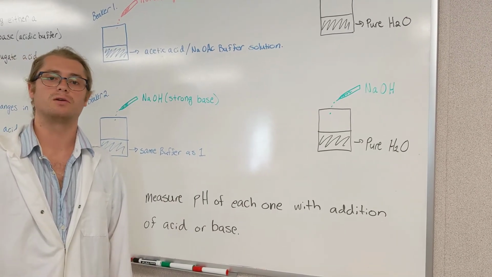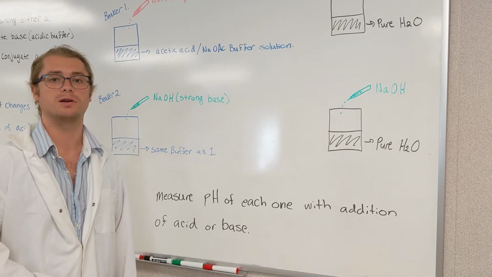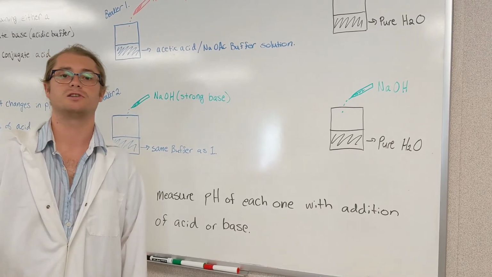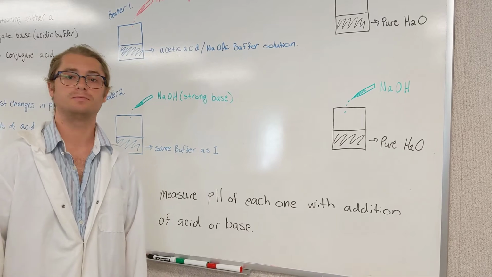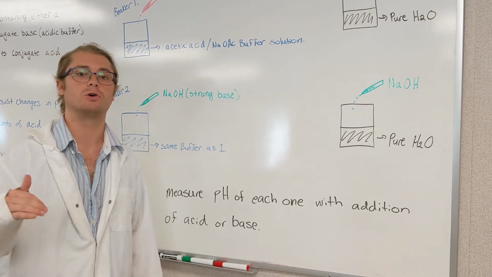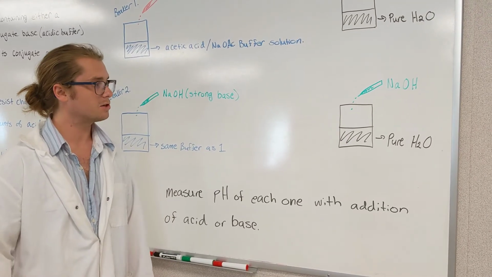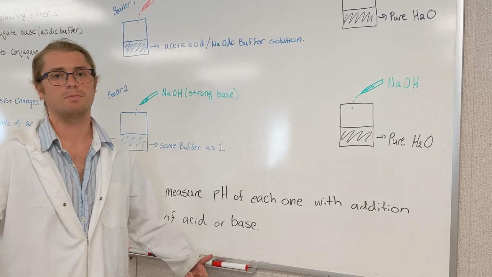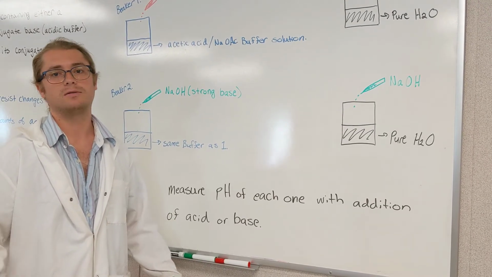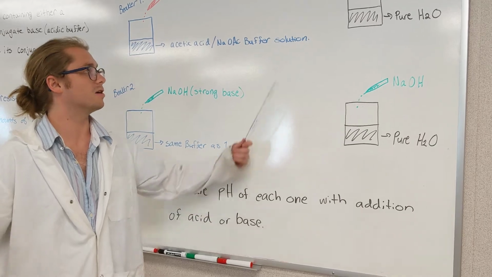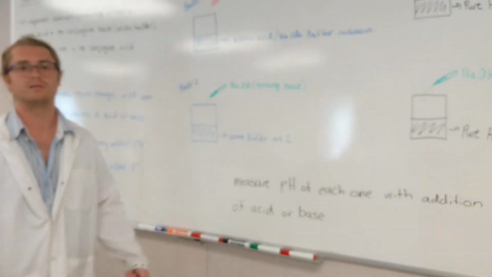Same thing when we added our strong base of sodium hydroxide. The first pH of that water was around 7. Then we added some sodium hydroxide. Now our pH is around 12, 13 because there's no buffer there to control the pH change. So that's pretty much buffer solutions when it comes to pH values of our solutions with a buffer versus without a buffer.